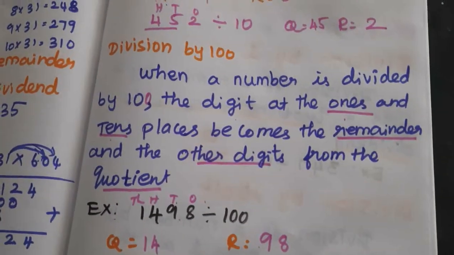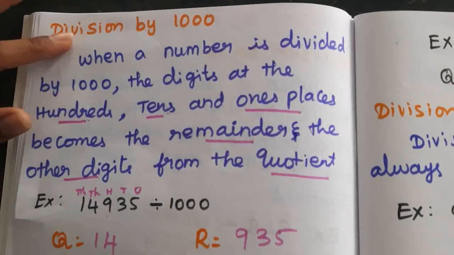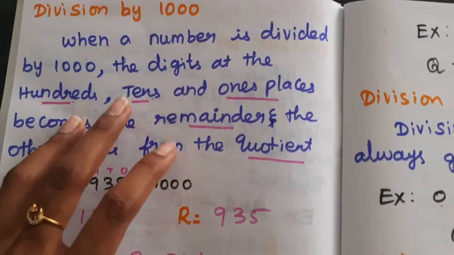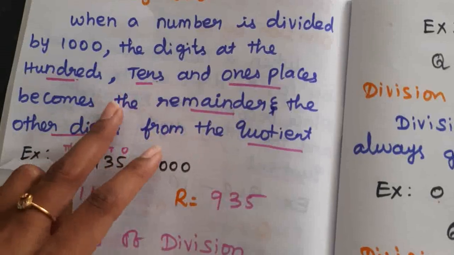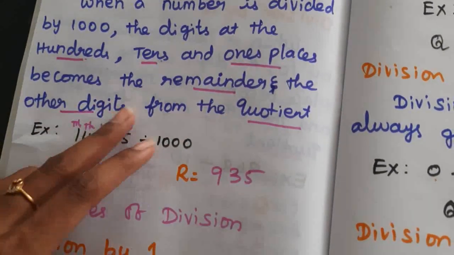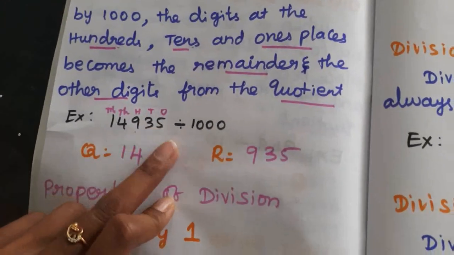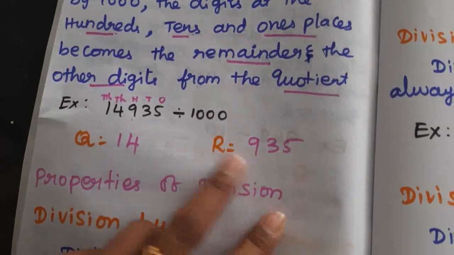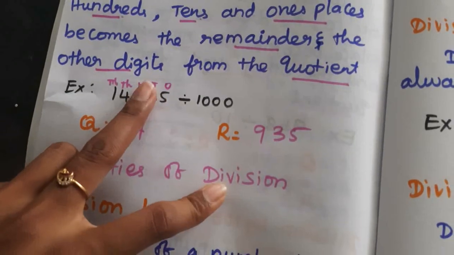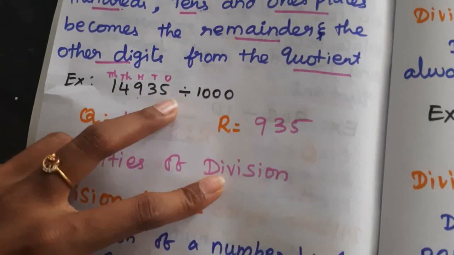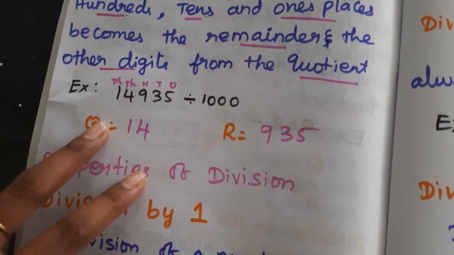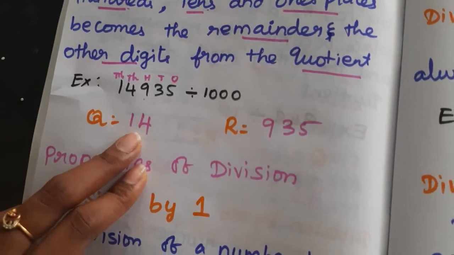Next is division by 1000. Division by 1000 means the hundreds, tens and ones place digits are the remainder, and the other digits are the quotient. See the example: 935 is the remainder, because the hundreds, tens and ones places form the remainder, and the quotient is the remaining digits, 14.